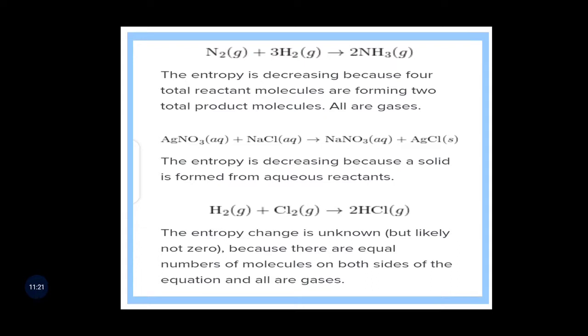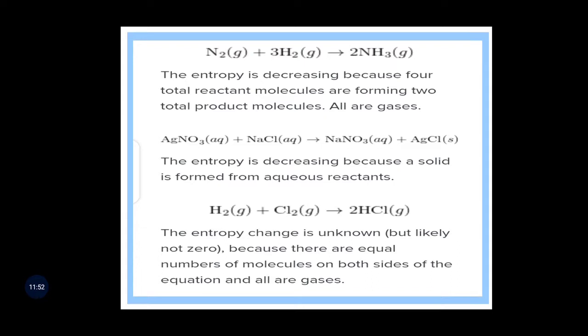So when you look at the formation of ammonia, for instance, on the reactant side, we have four total reactant molecules. But when you look at the product side, you have how many? You have just two. Here nitrogen is 1 plus 3 hydrogen, giving us 4. But where we have the ammonia, we have only 2. So that shows a decrease in entropy.